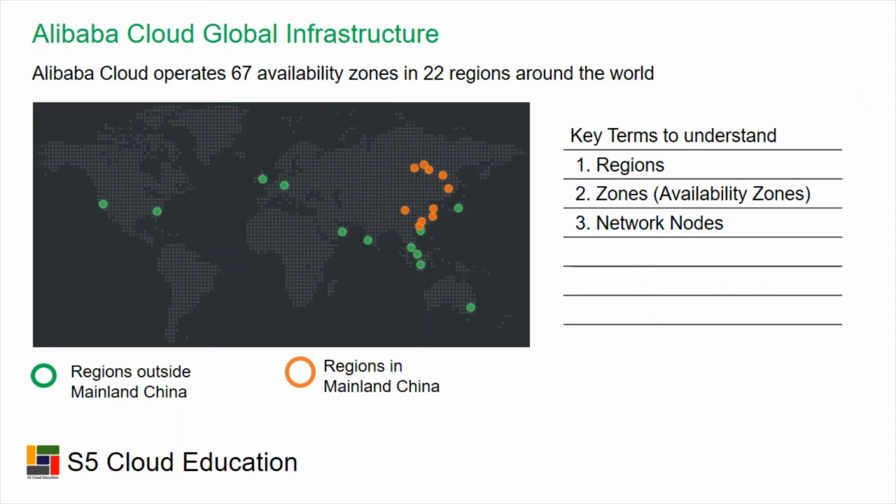We need to have a clear understanding of Alibaba Cloud global infrastructure. Basically, Alibaba Cloud operates 67 availability zones in 22 regions around the world, with many more to come. The three important concepts to understand global infrastructure include: 1. Regions. 2. Zones, or availability zones. 3. Network nodes. Besides, regions are built as regions in mainland China versus regions outside mainland China.